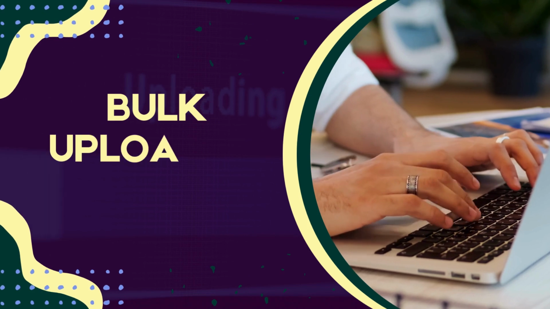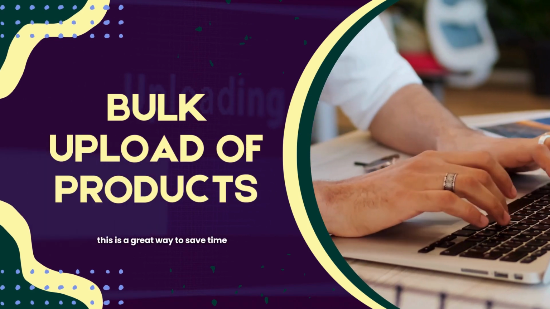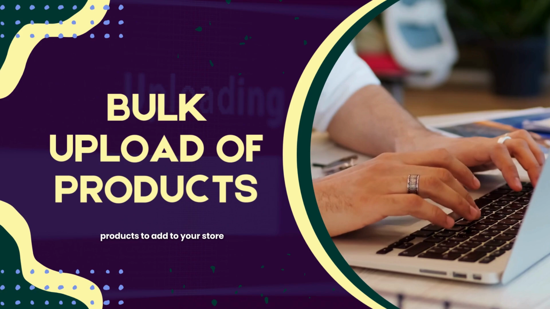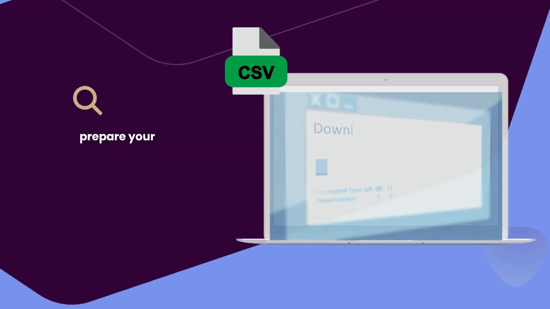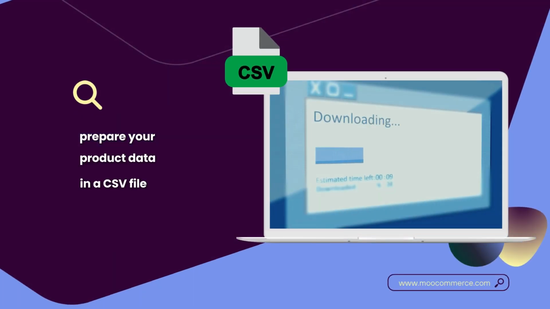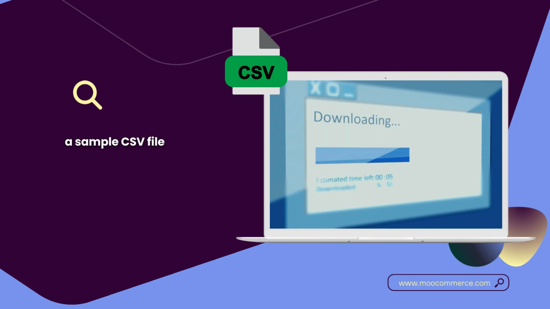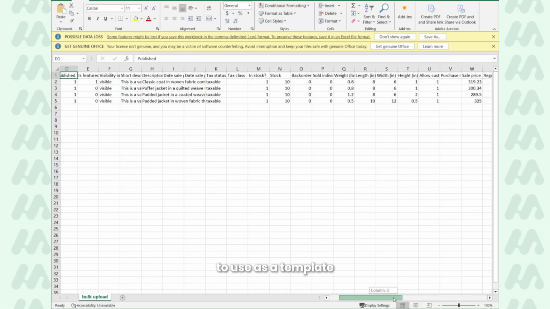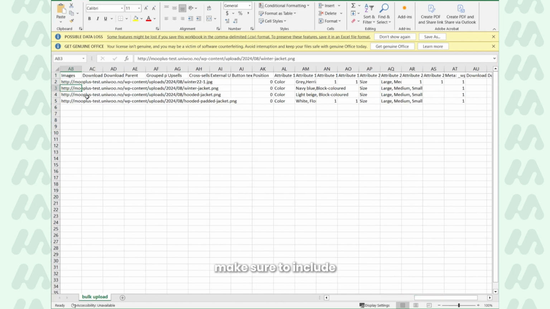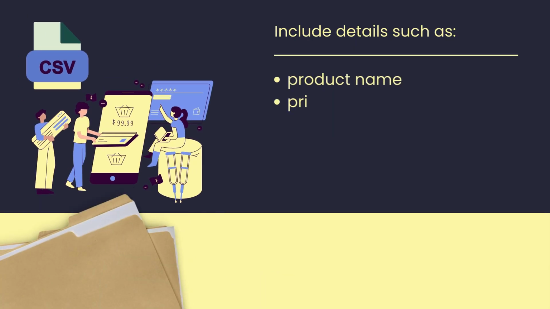Now let's move on to bulk uploading products. This is a great way to save time if you have multiple products to add to your store. Step 1. Prepare your product data in a CSV file. You can download a sample CSV file from MooCommerce to use as a template. Make sure to include details like product name, price, categories, SKU, and stock status.